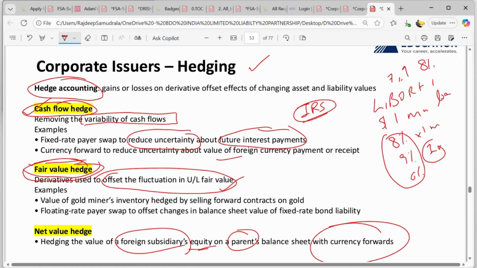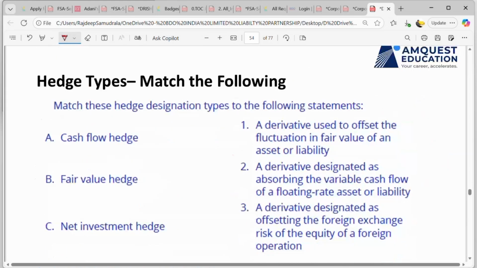To avoid this, I can enter into a currency forward, where I'll say the currency is so much, the forward rate is so much, and I'm hedging the value of this subsidiary's equity. Clear? So that is what is my cash flow hedge, fair value hedge, and a net value hedge. Clear? Any problems here? Okay, so this is a good slide which shows the various scenarios in which corporates do hedging by using instruments. Okay, so we have cash flow hedge, fair value hedge, and net value hedge. Only these three types of hedges. Any queries on these points?